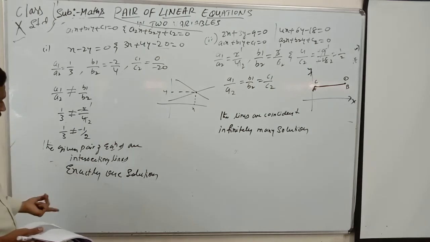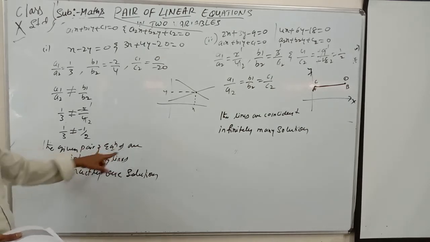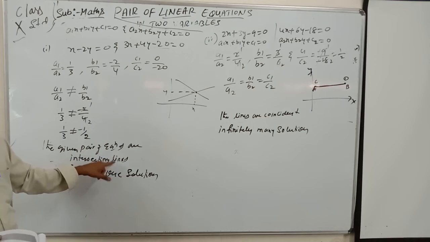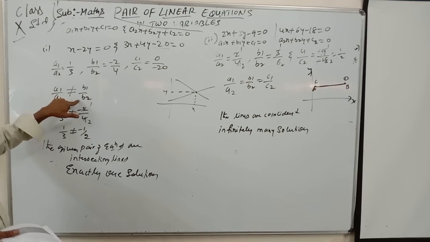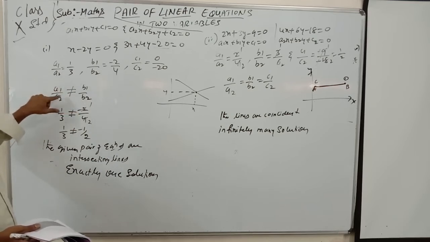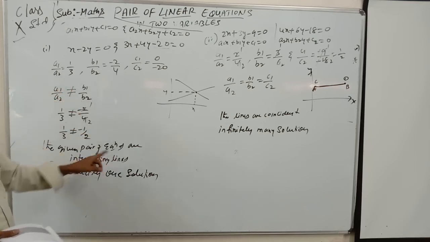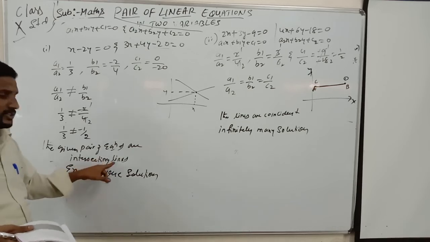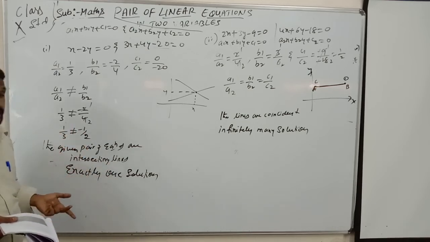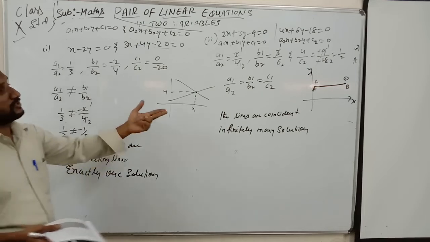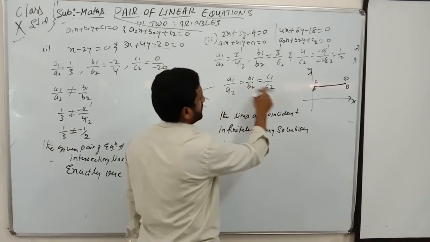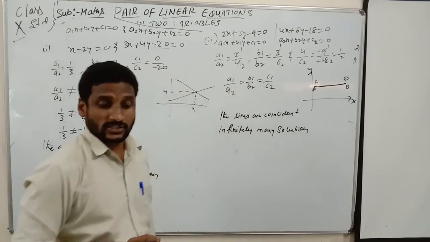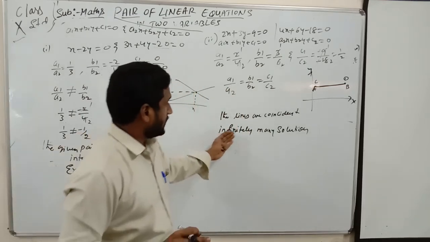Or they ask another way: the given pair of equations is intersecting lines, then the ratios are, they ask, a1/a2 is not equal to b1/b2. Or if a1/a2 is not equal to b1/b2, the lines are intersecting or not? So intersecting lines. So 3-4 questions can be framed from this. Similarly here also, same. If the ratios are all equal, a1/a2 equal to b1/b2 equal to c1/c2, then how many solutions do they have?